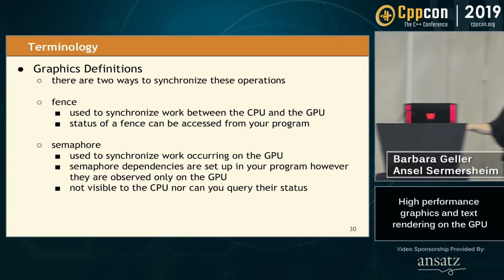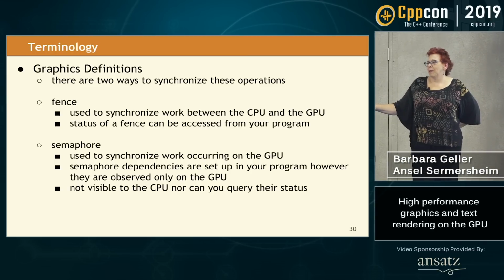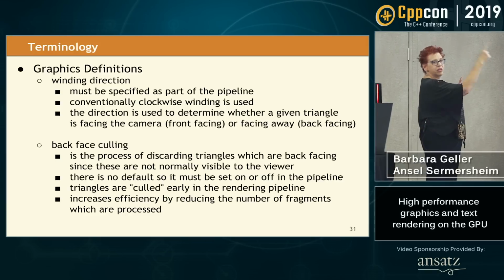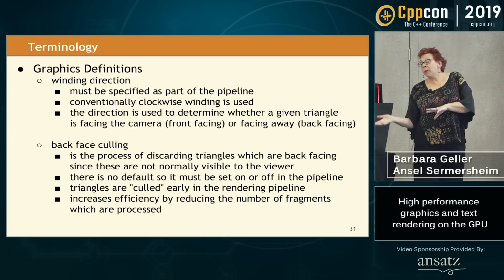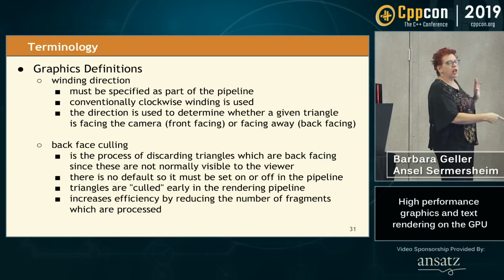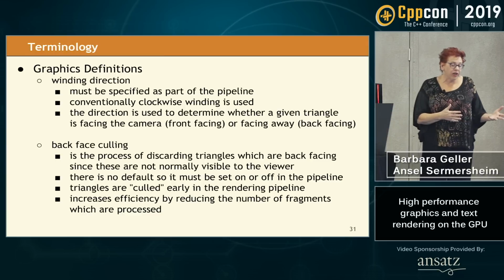There's also winding directions. We got this wrong too. The winding direction is which way am I drawing the triangles? And in OpenGL, the default was clockwise. So usually you do this clockwise. You have to set it in Vulkan.